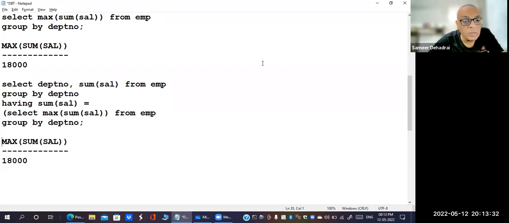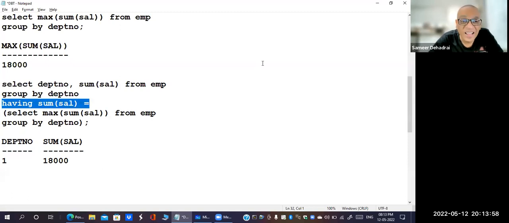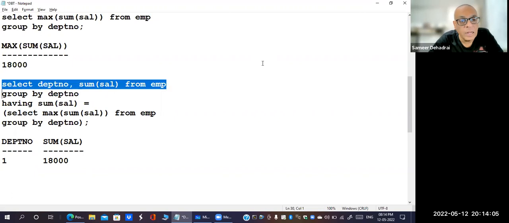Select max of sum sal will give me the department which is having the highest total, isn't it? In our case, it is department number 1, which has the highest total of 18,000. Understood, everyone? I'm using a subquery in the having clause. Having sum sal equal to max of sum sal will show me the department which is having the highest total.